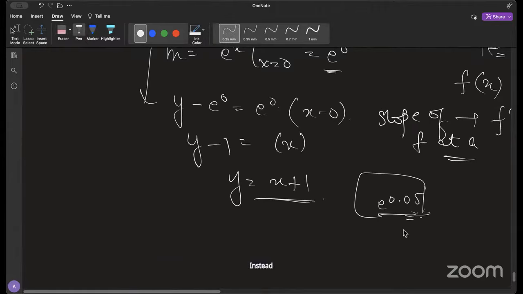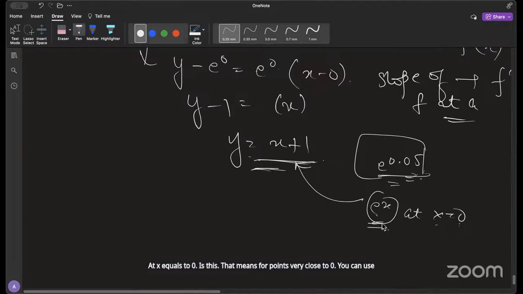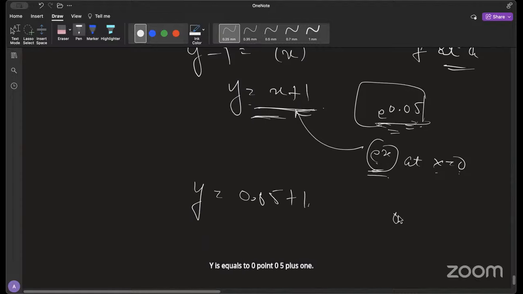So instead of finding e to the power 0.05, use this line, because it approximates e to the power x, right? The linear approximation of e to the power x at x equals 0 is this. That means for points very close to 0, you can use this thing instead of using this. So instead of doing this, you can just simply do y equals 0.05 plus 1. Or if you have to find, let's say, 0.00001, instead of finding the value of e to the power x at 0.00001, you can just use this line. Is that okay? Yes, ma'am.